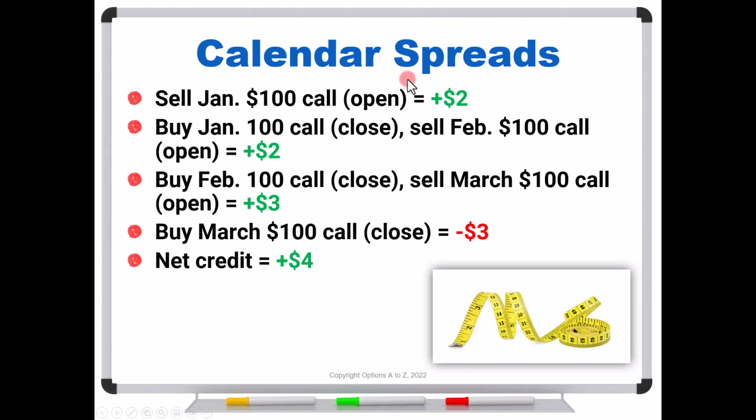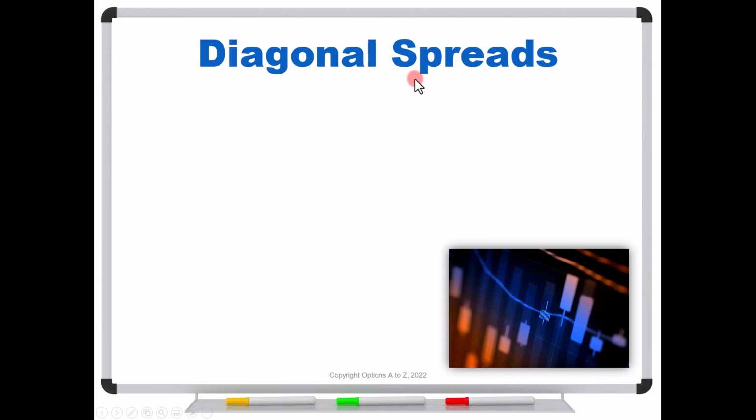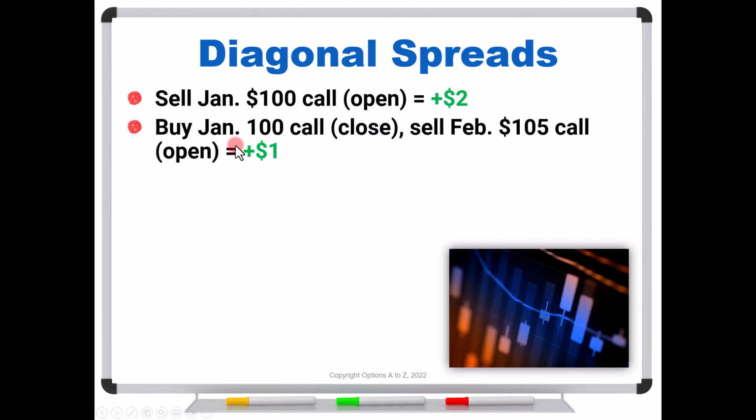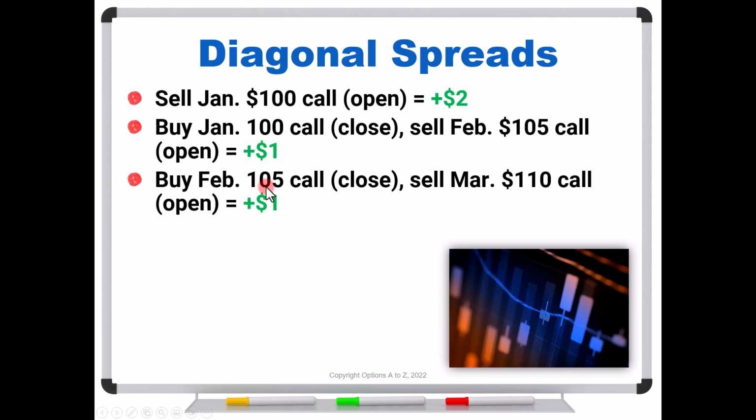So once you understand the calendar spreads, it's exactly the same thing for the diagonals. They're just technically slightly different trades. Let's say that we start out by selling the January $100 call to open. We get a credit of 2. Now we want to buy this back to close. We sell the Feb 105 to open. We get a credit of 1. Later we buy the Feb 105 to close.